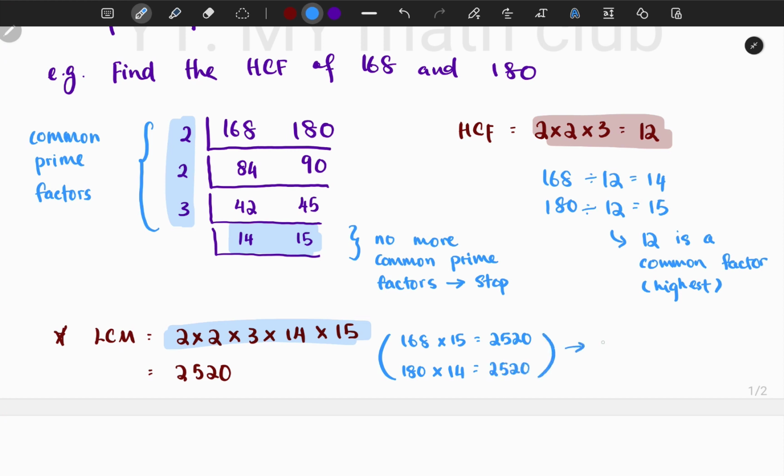So 2,520 here is the common multiple between those two numbers. When you get really big numbers, usually the common multiple is also going to be quite big. But here, using this method, you're going to find the lowest common multiple between the two numbers. And again, no matter how big of a number you get, if you apply this method, you are sure to find the answer.